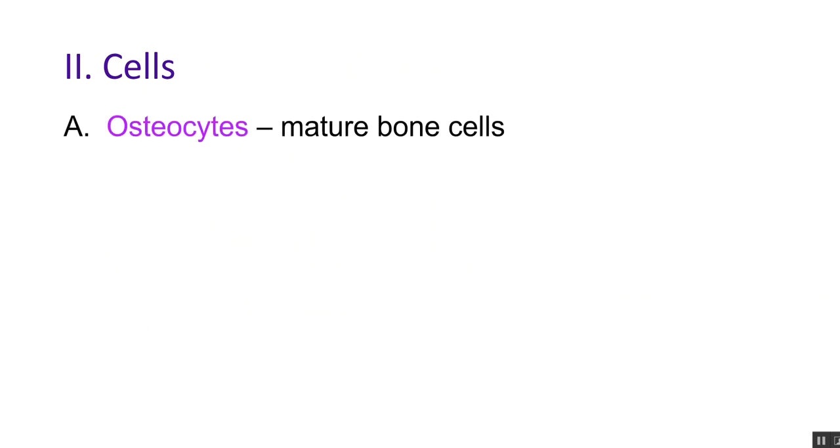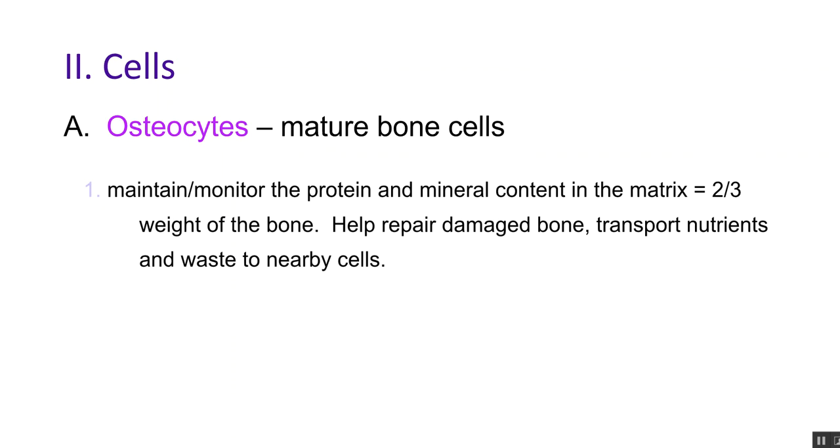Tissue is made up of cells. So there's 4 major cells that we're going to go over. The first main one is one we've already talked about, and that's osteocytes. So those are mature bone cells. You should have written it down on the worksheet that we did earlier this week. So again, osteo, O-S-T-E-O, means bone. Cyte means cell. So bone cell. The main job of osteocytes is to maintain and monitor the protein and mineral content in the matrix, which is again about 2/3 of the weight of your bone. Osteocytes also help repair damaged bone, transport nutrients and waste to nearby cells.